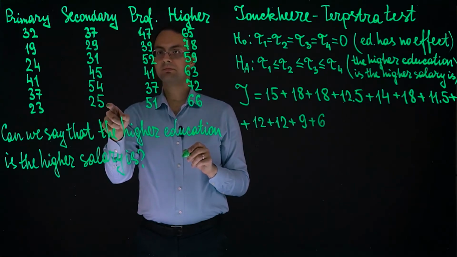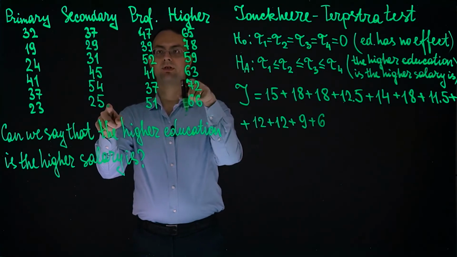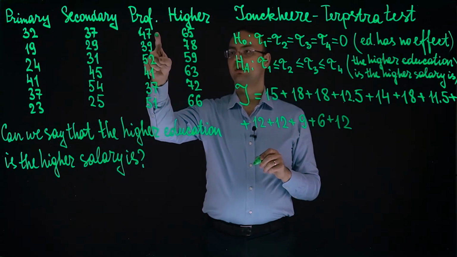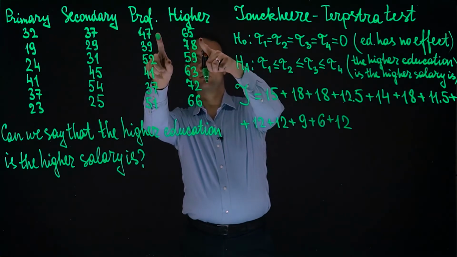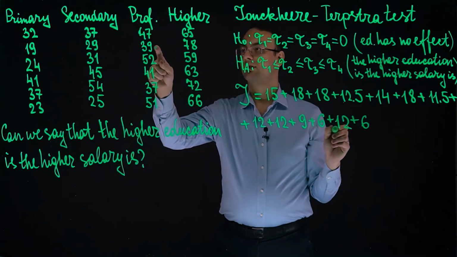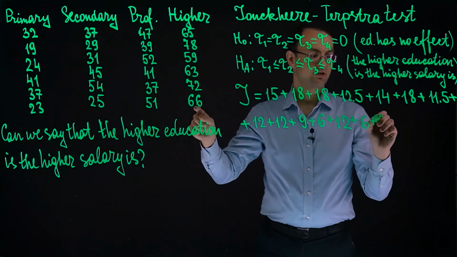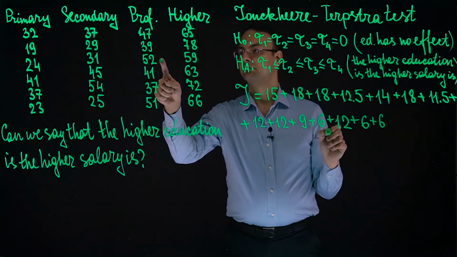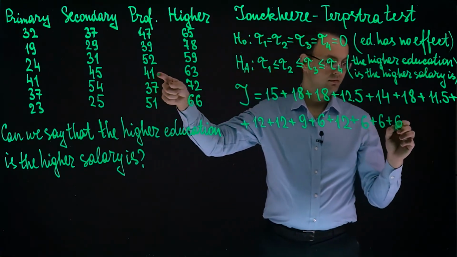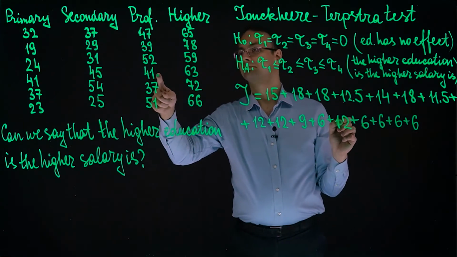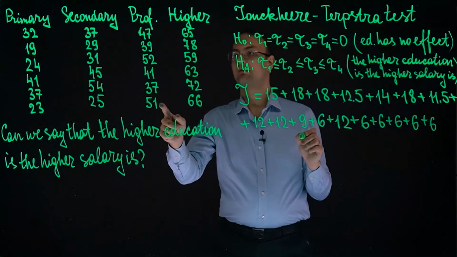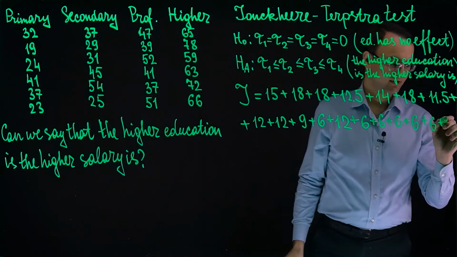25. 25 is less than all these numbers, so plus 12. Then I go here, 47, less than all 6 numbers I see here, so plus 6. 39 is also less than all these numbers, plus 6. 52 is also less, plus 6. 41, plus 6. 37, plus 6, and 51 is also less than all this, plus 6.